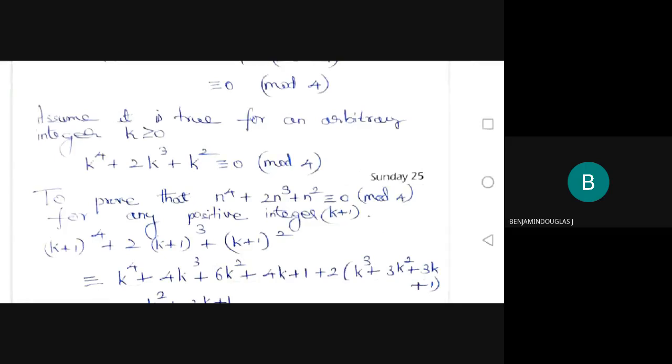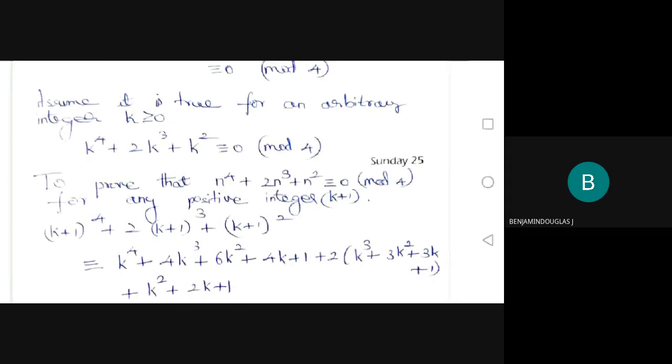So k plus 1 to the power 4 can be expanded, that is k power 4 plus 4 into k cube into 1 plus 6 into k square into 1 square plus 4 into k into 1 cube plus 1 power 4. So k power 4 plus 4k cube plus 6k square plus 4k plus 1 is the expansion of k plus 1 to the power 4. Then plus 2 times k plus 1 whole cube, which expands to k cube plus 3k square plus 3k plus 1.